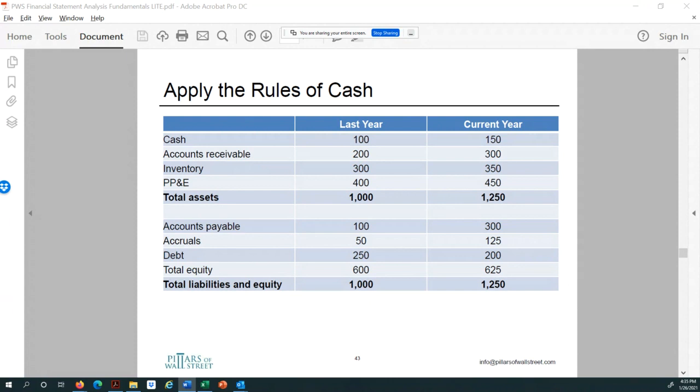So receivables go up by 100. What's the cash impact? Make sure you're keeping track of these numbers. Accounts receivable goes up by 100, from 200 to 300. What's the cash impact? Cash is down by 100. So write minus 100 next to accounts receivable. What about inventory? It goes from 300 to 350. Cash impact is minus 50. So write minus 50 next to inventory.